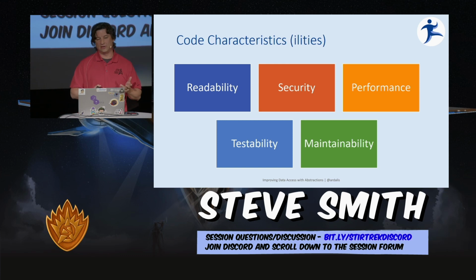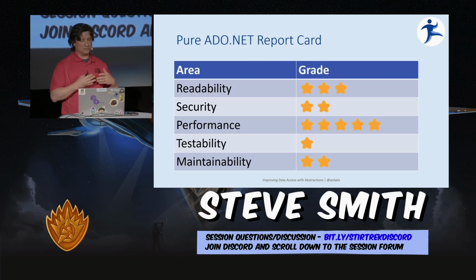Then finally, maintainability is kind of a blend of some things like readability and testability, but also has to do with separation of concerns or code repetition, if you're following the don't repeat yourself or DRY principle. Things like that would impact maintainability. Now, when you look at those stats for pure ADO.NET, I give it a score on a 1 to 5 star rating.